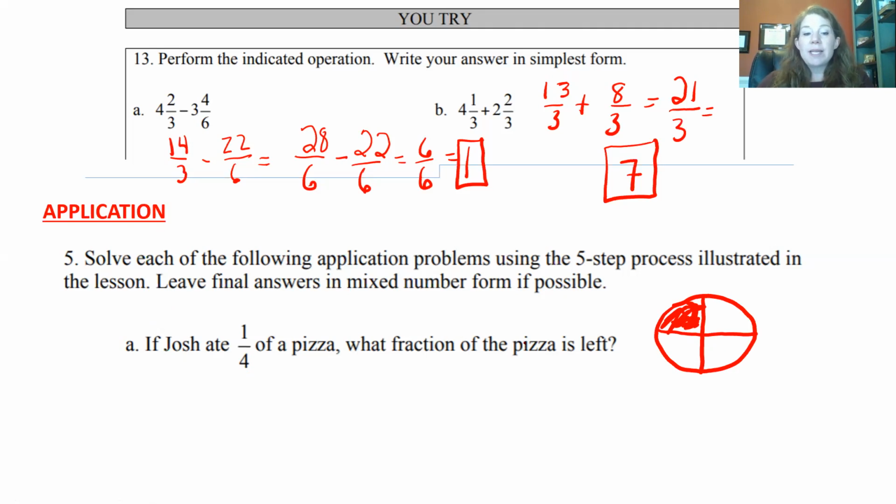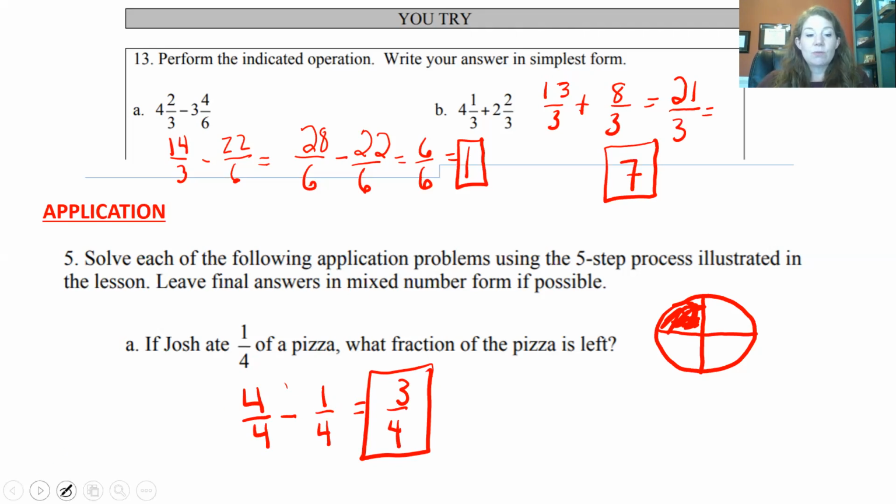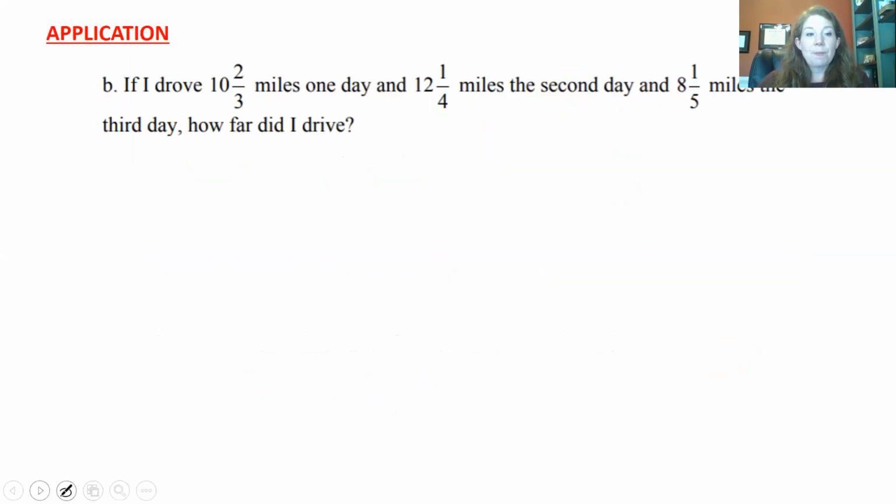Or if you think of a whole pizza that's been divided into 4 slices, how many slices would make up the full pizza? Well, that would be 4/4. 4/4 is equal to 1. We're talking about 1 whole pizza. Josh ate 1/4 of it, and he left 3/4 of it. How much is left? You have to subtract from 1 whole. And in this case, 4/4 represents 1 whole. So the answer is 3/4.